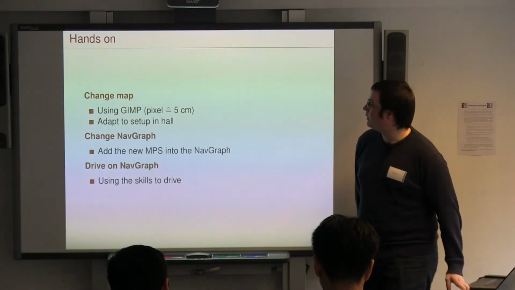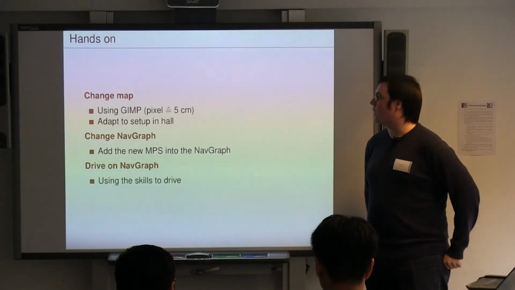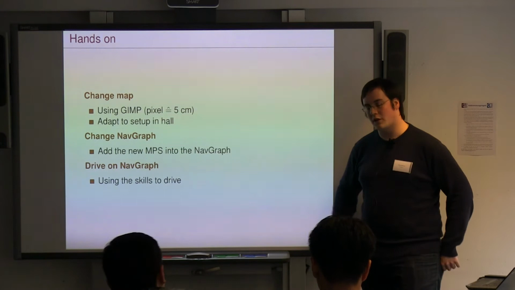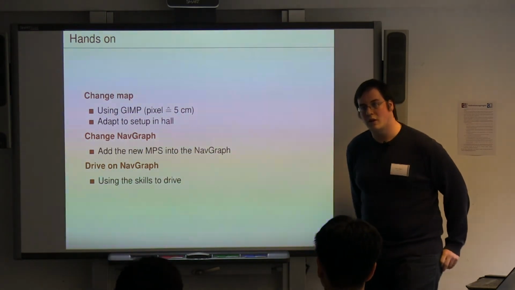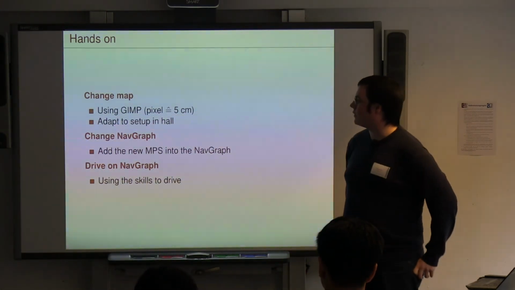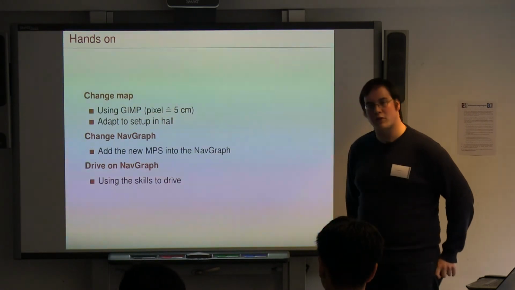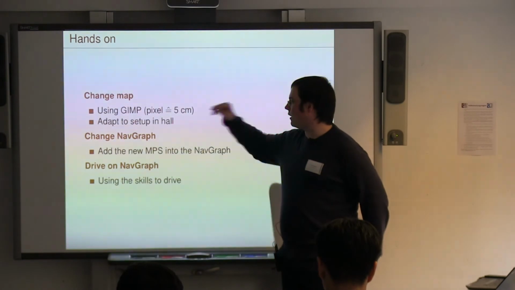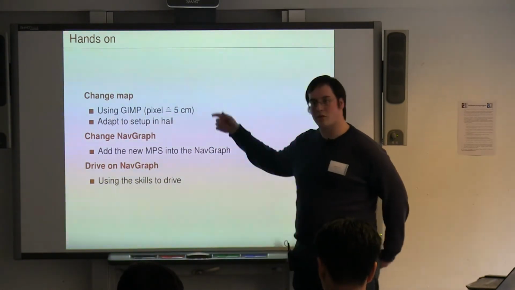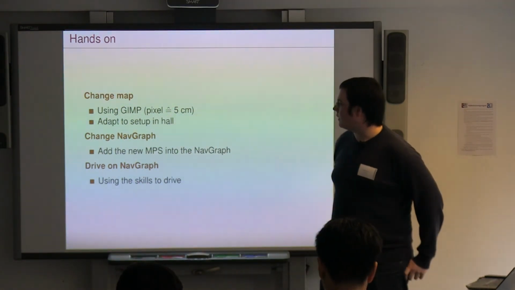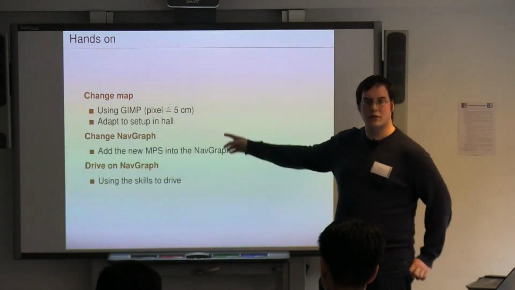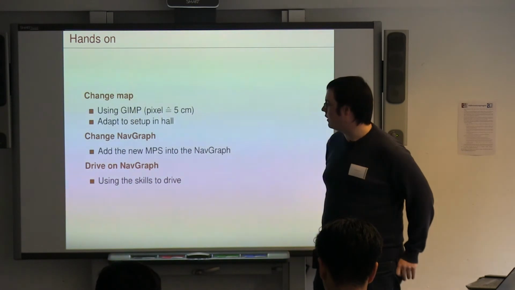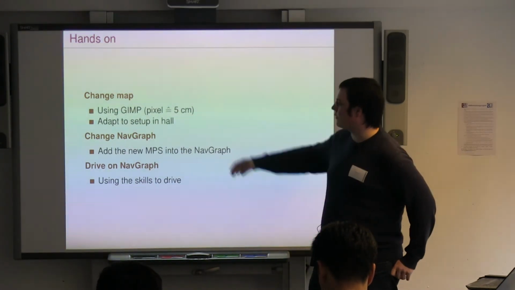And now, as a hands-on, we prepared the setup that you can also fully find in the other hall, where you firstly need to change the map by adding an obstacle. For that you should use GIMP, and remember that 1 pixel is equal to 5 centimeters. We also prepared a simulation, so you can do it here on your laptops using the simulation. Well, that's the first step.